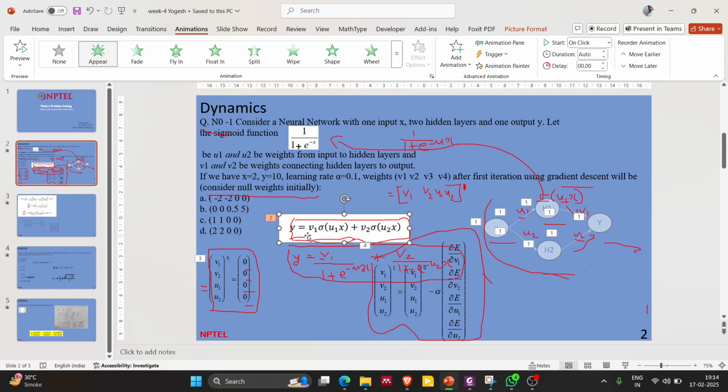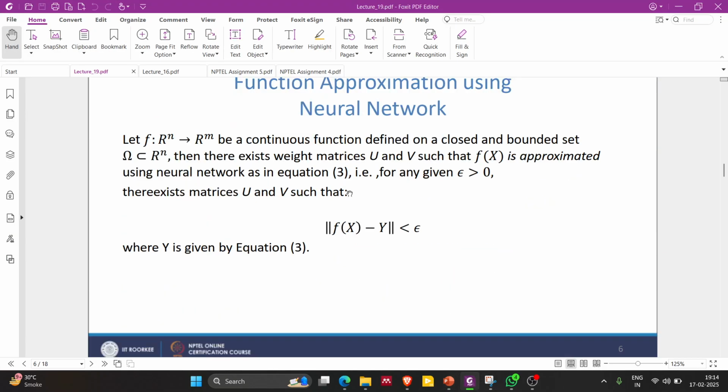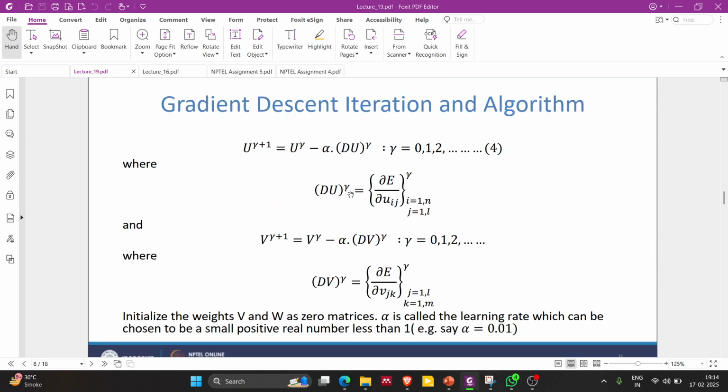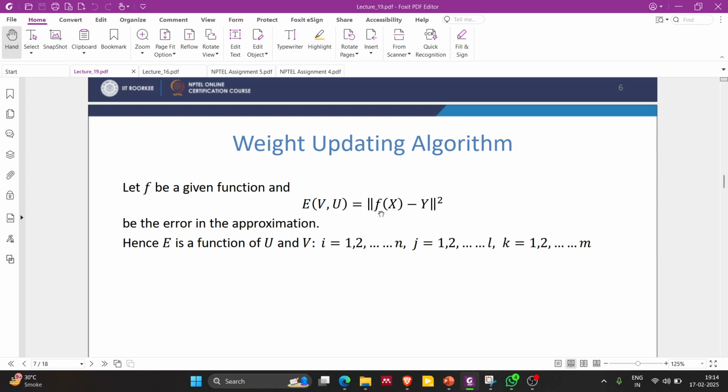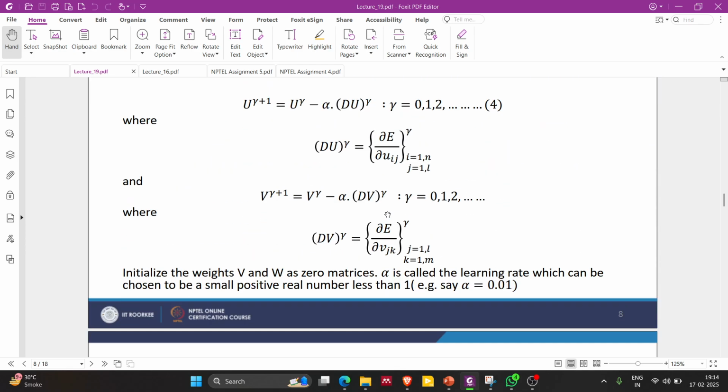So you got the equation. How to get this dou E by dou v1, because v1, v2, u1, u2 are already 0, 0, 0, 0? How to get that? If you go to the lecture, Professor Suwakana has already given you this. So dou E by dou u1, right? What you need to do is first put f(x) as what you already know.